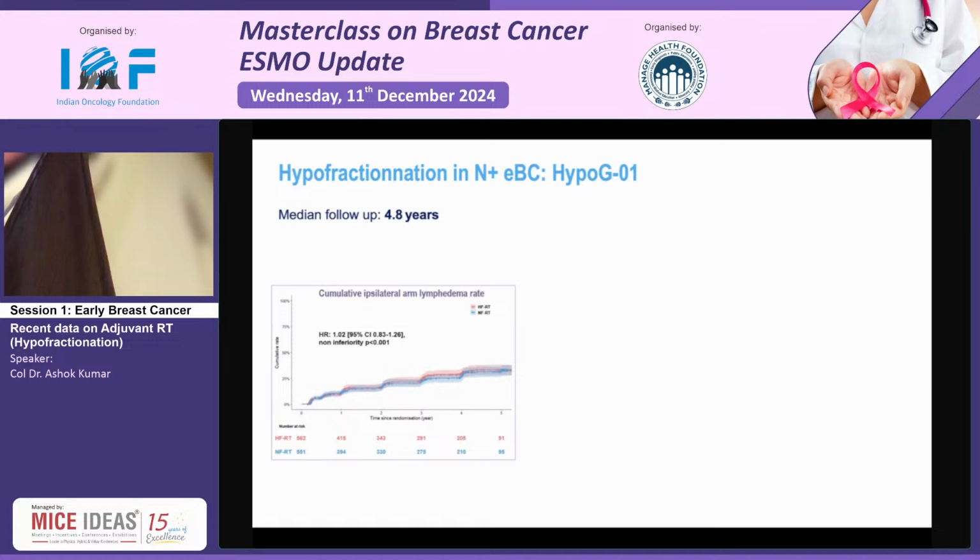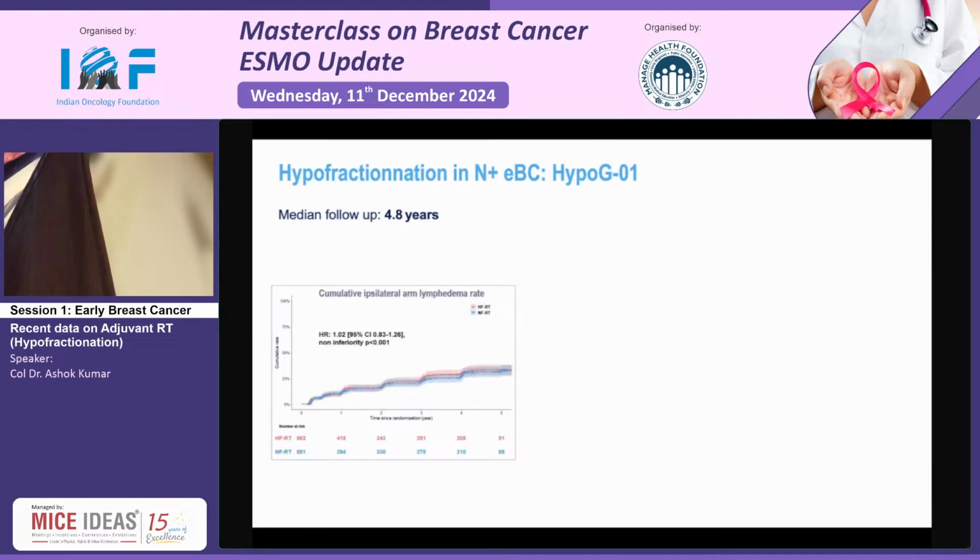However, how did the overall survival fare? Was it something different from the 5-week regimen, or was it somewhere better? What we can say is the arm lymphedema rate was almost 33% in both arms, so it was equivalent in the hypofractionated arm versus the normofractionated arm. The second point was shoulder range of movement impairment, which was again 20% in both arms. Coming to toxicity rates, it was almost 12.6% in both arms.